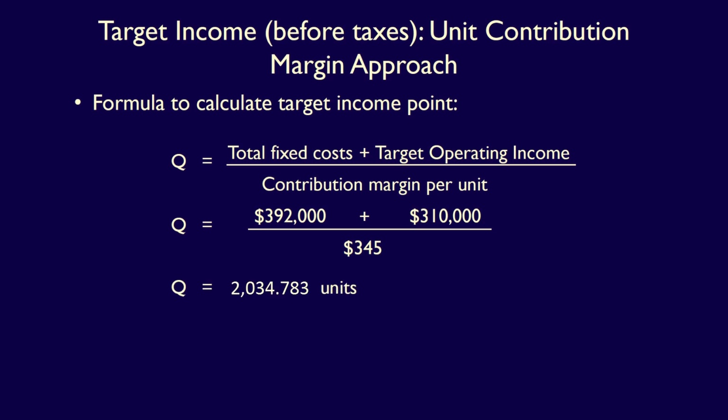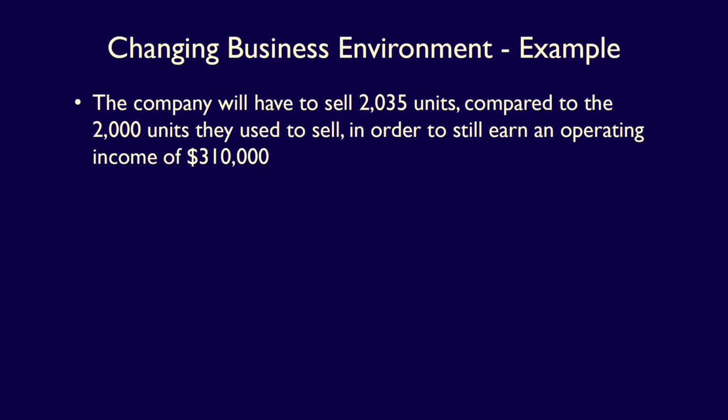Q is equal to 2,034.783 units, which we round to 2,035 units. This means the company will have to increase the units sold from 2,000 units to 2,035 units. That's in order to earn the same operating income before income taxes of $310,000. There's really not much the company can do since the supplier will be increasing the price, but with CVP analysis, the company will at least know exactly what they need to do moving forward.